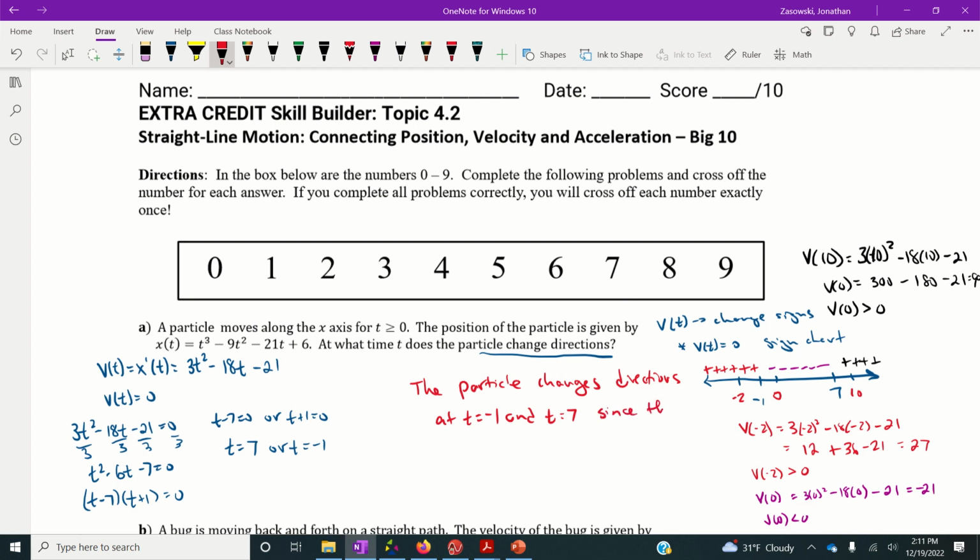Since the velocity changes signs, and that's pretty much it. That's all we have to say. And we could say at those times, we have positive switching to negative, negative switching to positive.